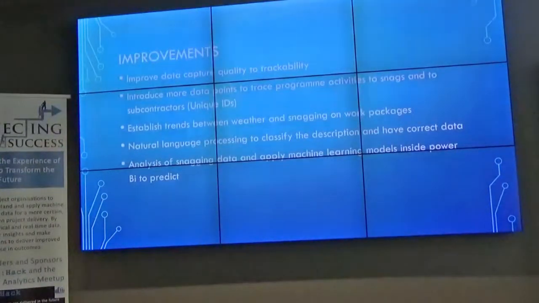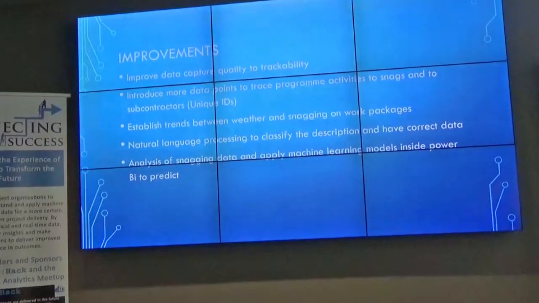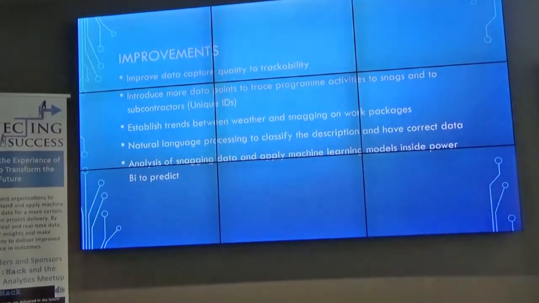In terms of improvements, one would be to improve the capturing of the data, and there should be some kind of unique identifier linking the snags to the program. Also, when we were doing the analysis, we found that there are some links between the weather data and the snagging on the work packages. Some of the future improvements could be to use maybe NLP to better capture the description of activities, and to apply machine learning models within Power BI to predict future outcomes. Thank you.